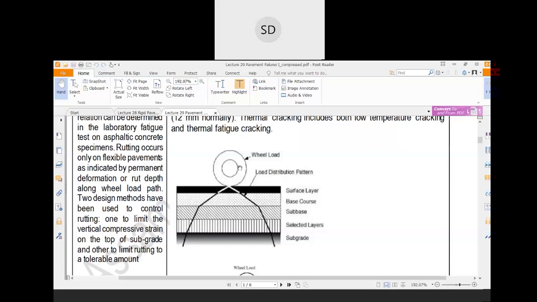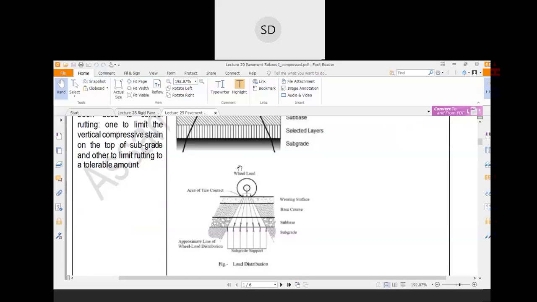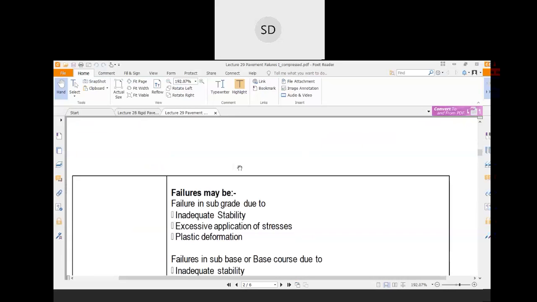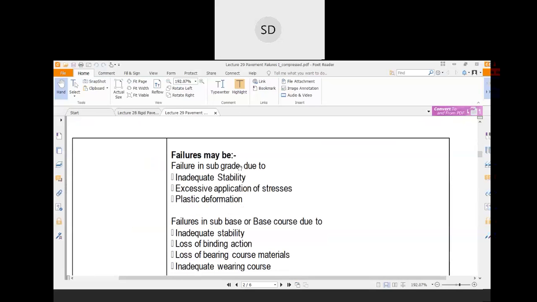So, the wheel load is assumed to transfer at an angle of 45 degrees, and from this concept, the equivalent single wheel load concept has been arrived at. Generally, pavements are designed in such a way that they can withstand a total of 1 million cycles of load repetitions.